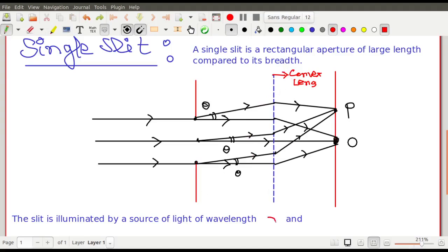The slit is illuminated by a source of wavelength lambda.